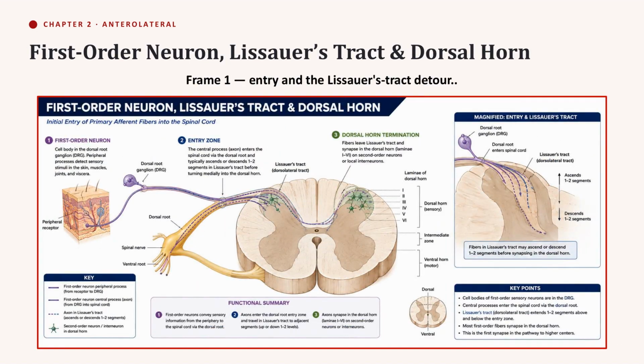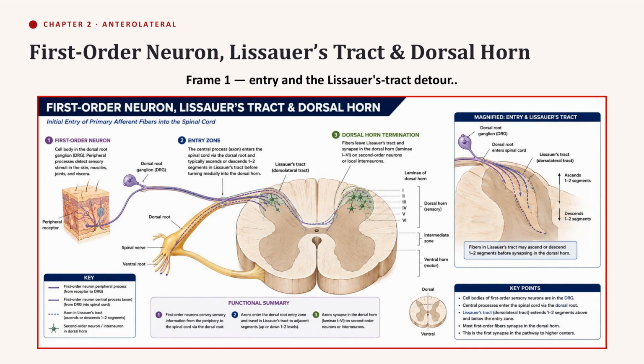Now we zoom in on the entry, because a small anatomical detour here has a real clinical consequence. Frame 1. The first-order neuron enters through the lateral division of the dorsal root, and before it synapses, it takes a detour. Follow the fibers into Lissauer's tract, the dorsolateral tract, where they ascend or descend 1 to 2 segments. Only then do they turn into the dorsal horn to synapse.